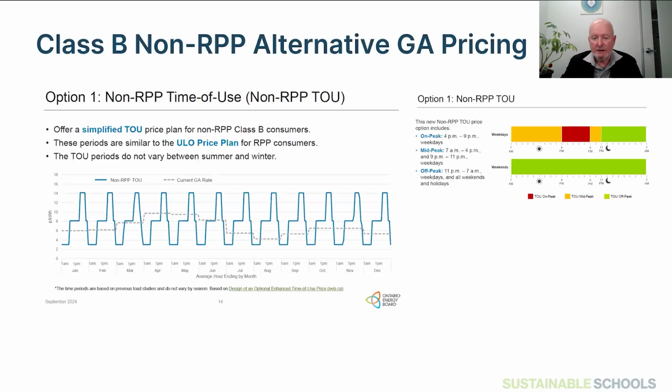Meanwhile, rate structures, I touched on that a moment ago. This is the proposed non-regulated price plan time of use rates that the Ontario Energy Board has been contemplating, where the global adjustment will be varied by time of day, where at peak periods it'll be much higher, and during off-peak periods, it'll be correspondingly lower.